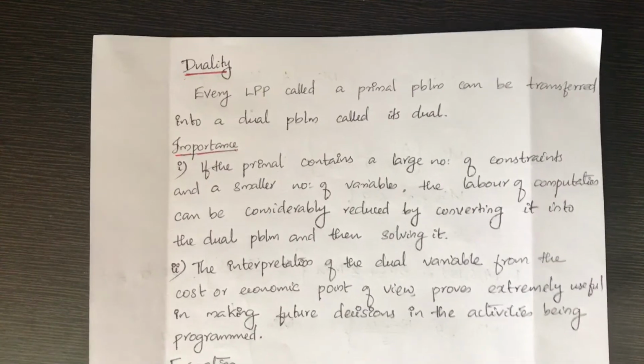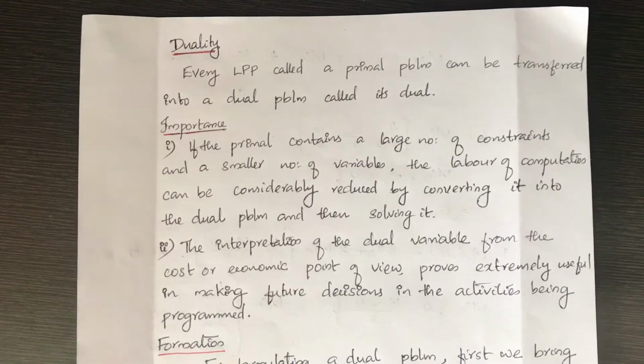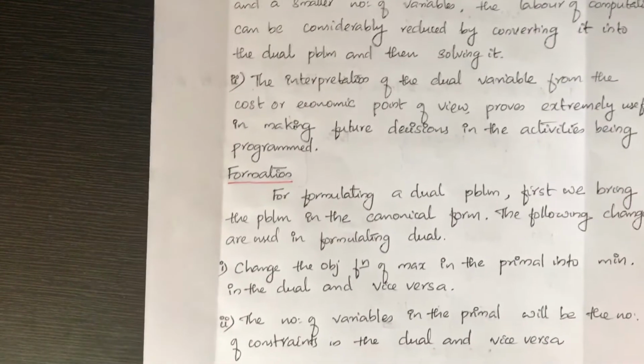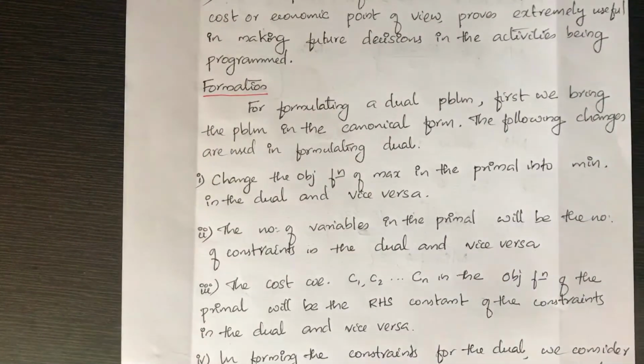The second reason is that the interpretation of the dual variable from the cost or economic point of view proves extremely useful in making future decisions in the activities being programmed. Now we can look at how a dual problem is formed from the primal. In forming a dual problem, first we need to bring the problem into canonical form.